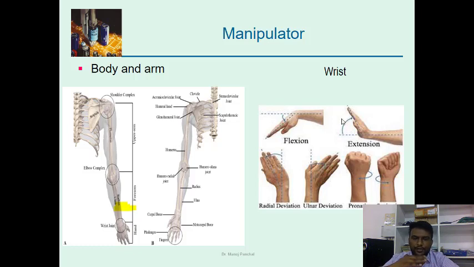With the wrist you can have three motions. See my hand, you can go like this. This is called flexion, extension. Then you can have radial deviation, so you can move your hand like this, and another motion you can do is like this. So these are the three motions we can do with the wrist. This whole part, from this joint to the tip of the finger, is called the wrist.